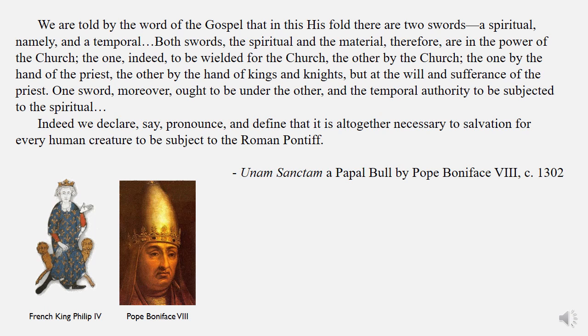The papal bull read, "We are told by the word of the gospel that in this, his fold, there are two swords, a spiritual, namely, and a temporal. Both swords, the spiritual and the material, therefore, are in the power of the church, the one, indeed, to be wielded for the church, the other by the church. The one by the hand of the priest, the other by the hand of kings and knights, but at the will and sufferance of the priest. One sword, moreover, ought to be under the other, and the temporal authority to be subjected to the spiritual. Indeed, we declare, say, pronounce, and define that it is altogether necessary to salvation for every human creature to be subject to the Roman pontiff."